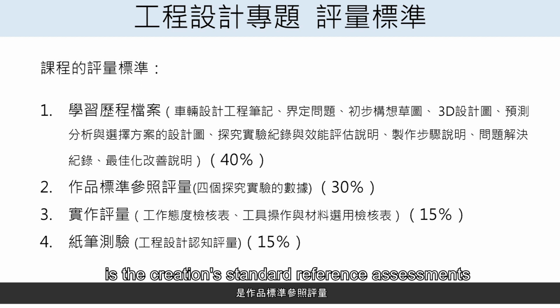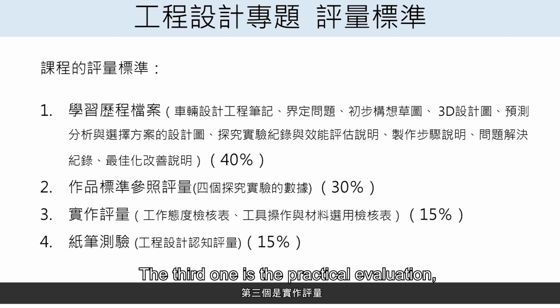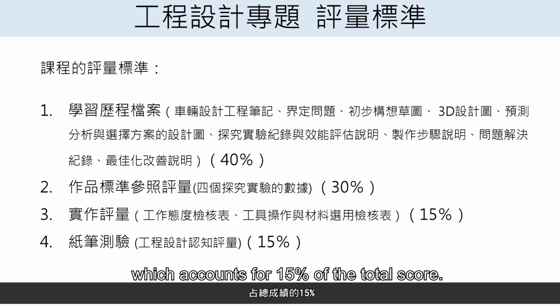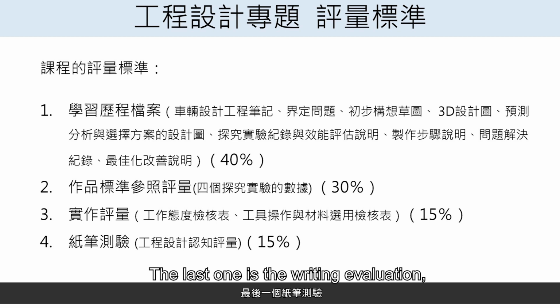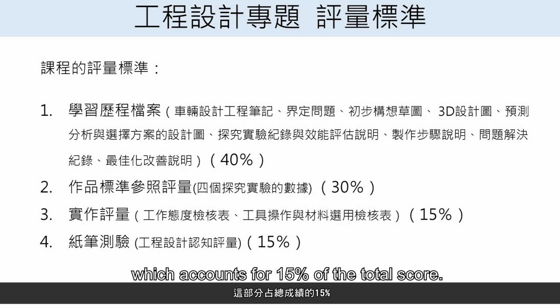The second one is the creation standard reference assessments, that is, the evaluation data obtained from our four experiments, which accounts for 30% of our score. The third one is the practical evaluation, which is shown through the learning results from the students' working attitude, tooling operation, and material selection, which accounts for 15% of the total score. Last one is the writing evaluation, which is mainly about cognitive assessment of engineering design and conceptual knowledge of vehicle design, which accounts for 15% of the total score.